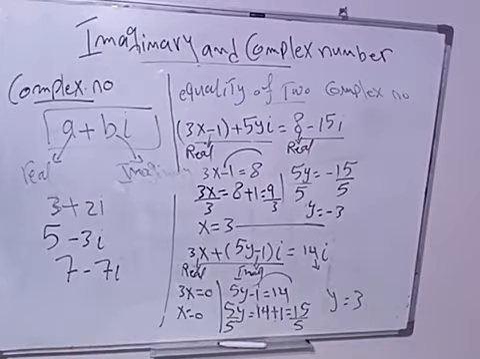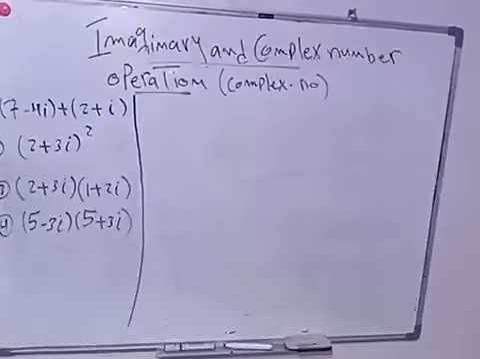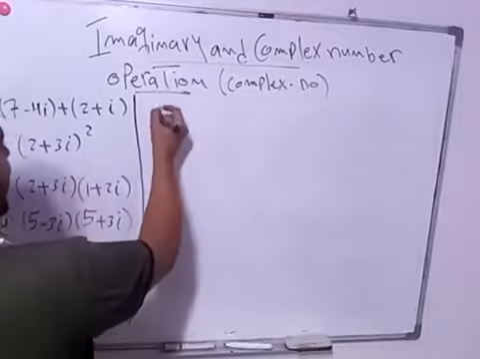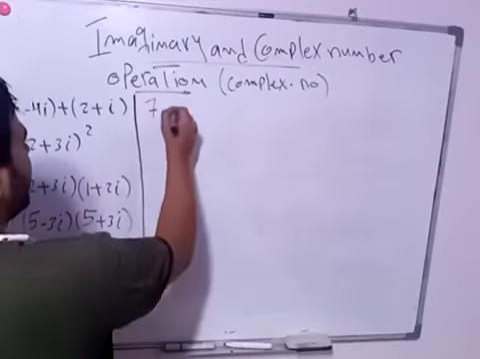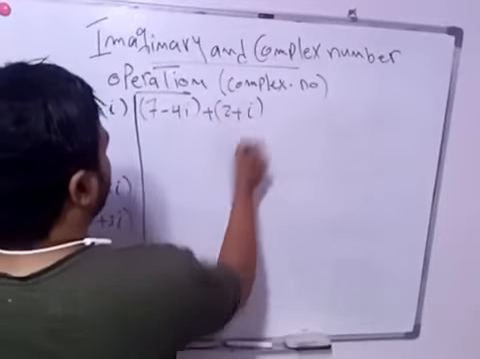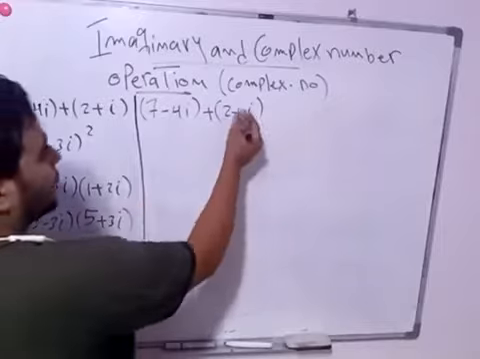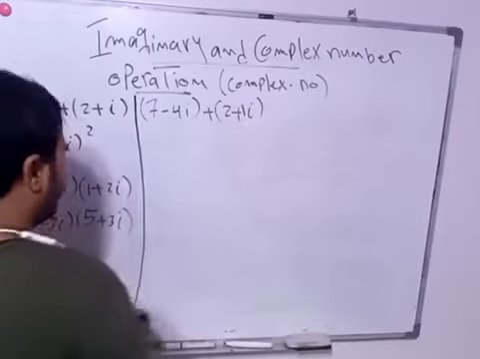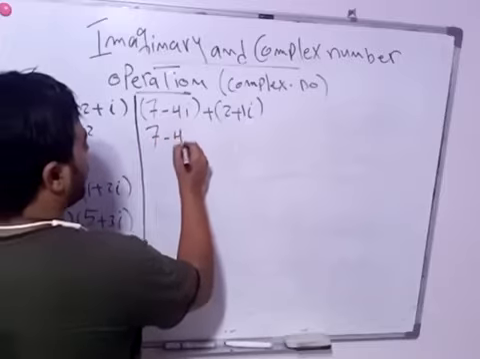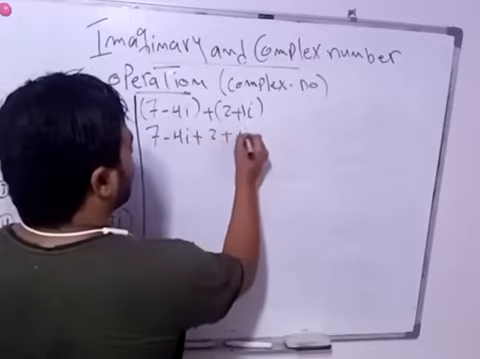Now let's move to the next point. Now let's talk about operations on complex numbers. In the first example, I have 7 minus 4i plus 2 plus i. The coefficient of i here is 1. I want to add these two complex numbers, so add the like terms. I have 7 minus 4i plus 2 plus 1i.